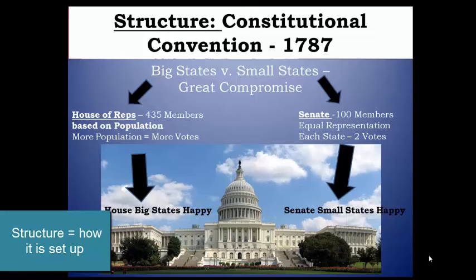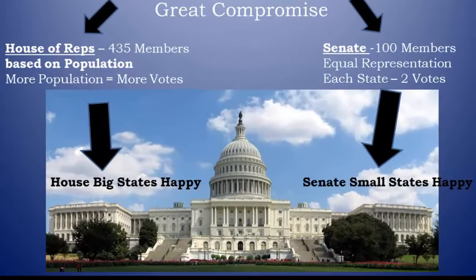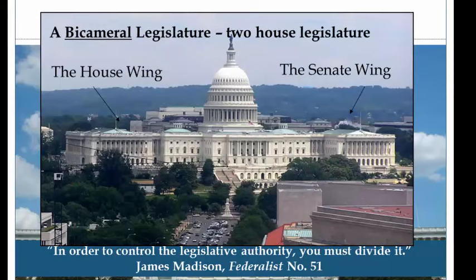So let's look at the structure of Congress. And we looked at this when we learned about the Constitutional Convention and what was called the Great Compromise, which produced a two-house Congress. One was based on population, and that's known as the House of Representatives, which back then made the large states happy, and probably still does today. And one based on equal representation with two representatives per state, and that is known as the Senate, and that makes small states happy.